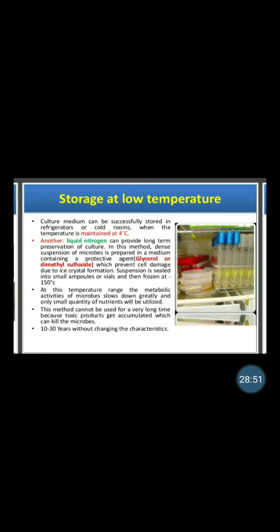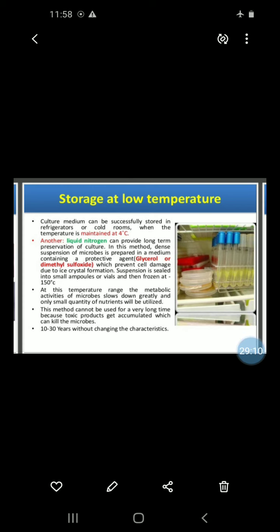Then storage at low temperature. In this method, the culture media are stored in a refrigerator or in a cold room where the temperature is maintained at how many degrees Celsius? That is 4 degrees Celsius. Then another, liquid nitrogen, can provide long-term preservation of cultures. In this method, we can also use liquid nitrogen.